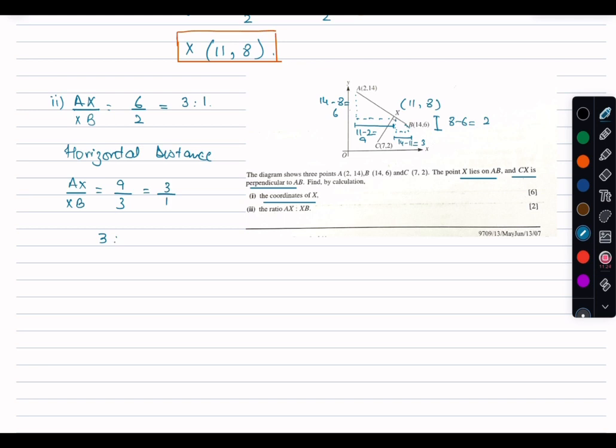So either way, you can just calculate the ratio of the distances between AX and XB, and 3:1 is going to be the answer. So you can choose either of the distances, horizontal or vertical, and get their respective ratio.